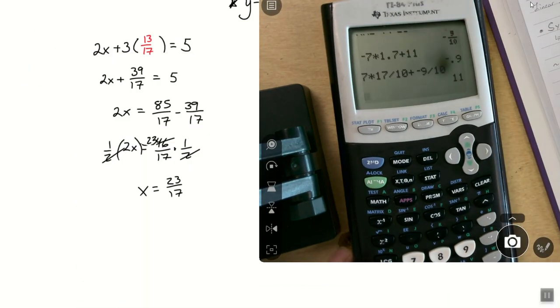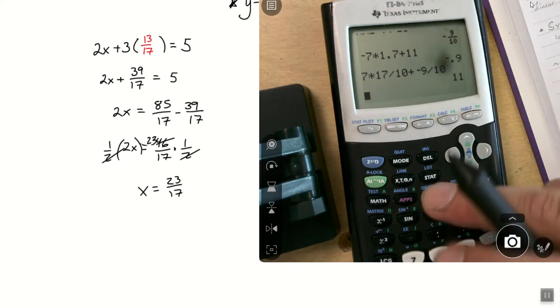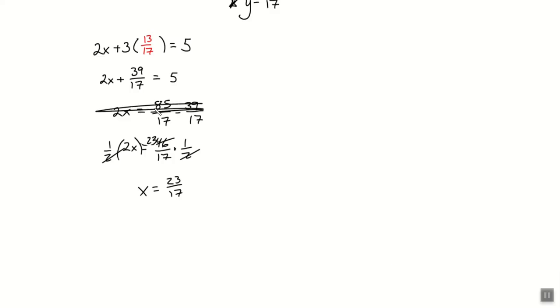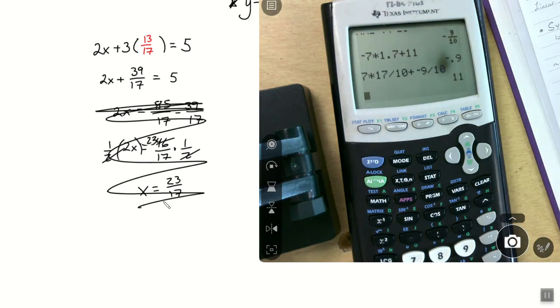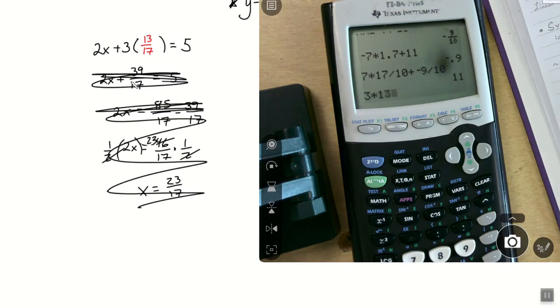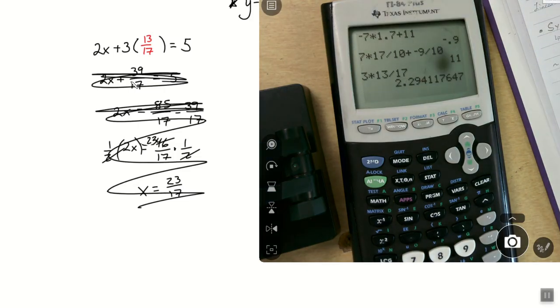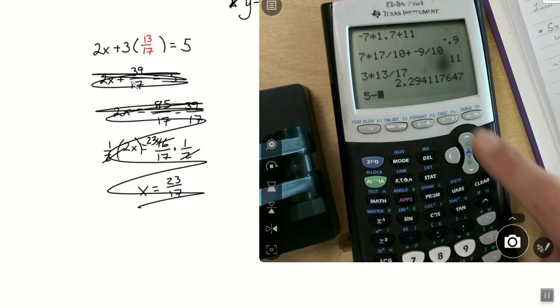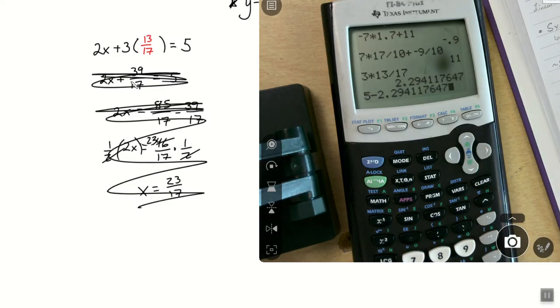All right. So we're trying to do 2x. I think it's going to be 23/17, but we're going to check. Here's where we start. Do you agree the first thing you're going to do is that multiplication? Okay, 3 times 13/17. So here we go. It gives me an answer. Now, I'm going to subtract that from 5. Everybody agree with that? I'll subtract it from both sides. So I'll do 5 minus, and I'll just scroll up on here to get that number. I have one more step. I have to divide it by something in the end.